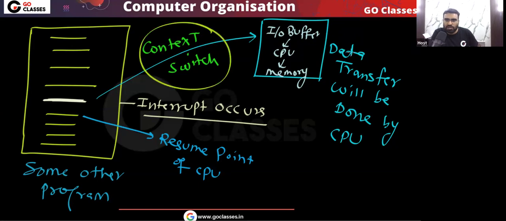Now the CPU will do the context switch and then the data transfer. After completing this data transfer, the CPU will go and resume this. So very simple. Remember here, where is the time wasted?